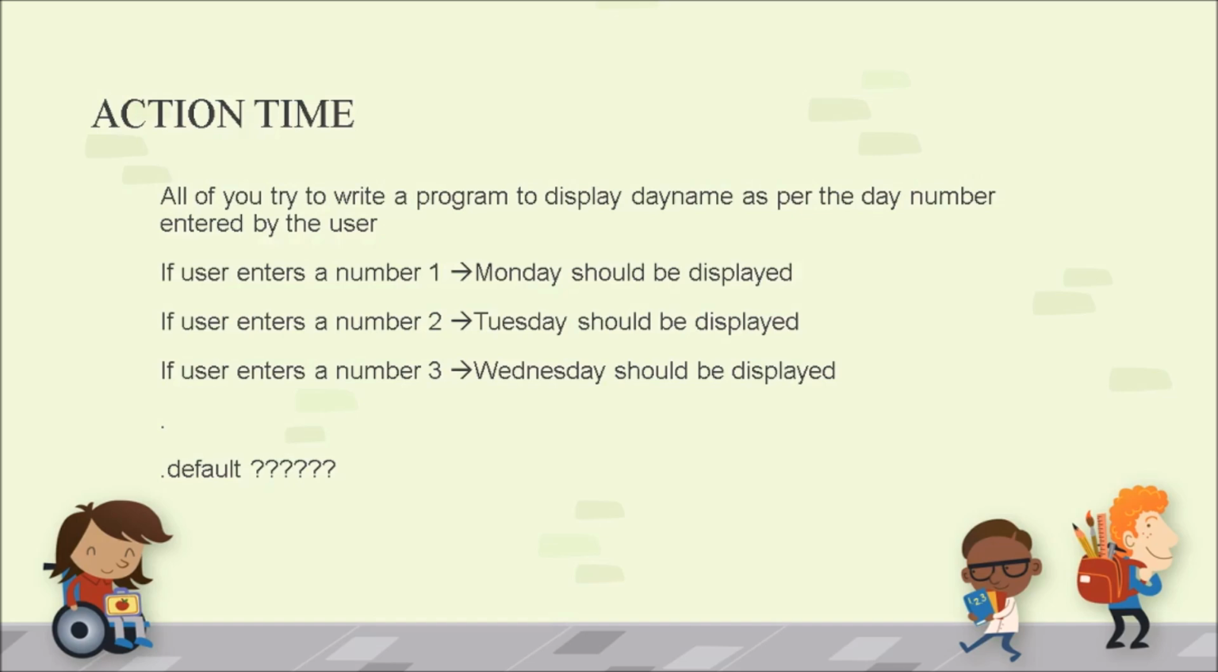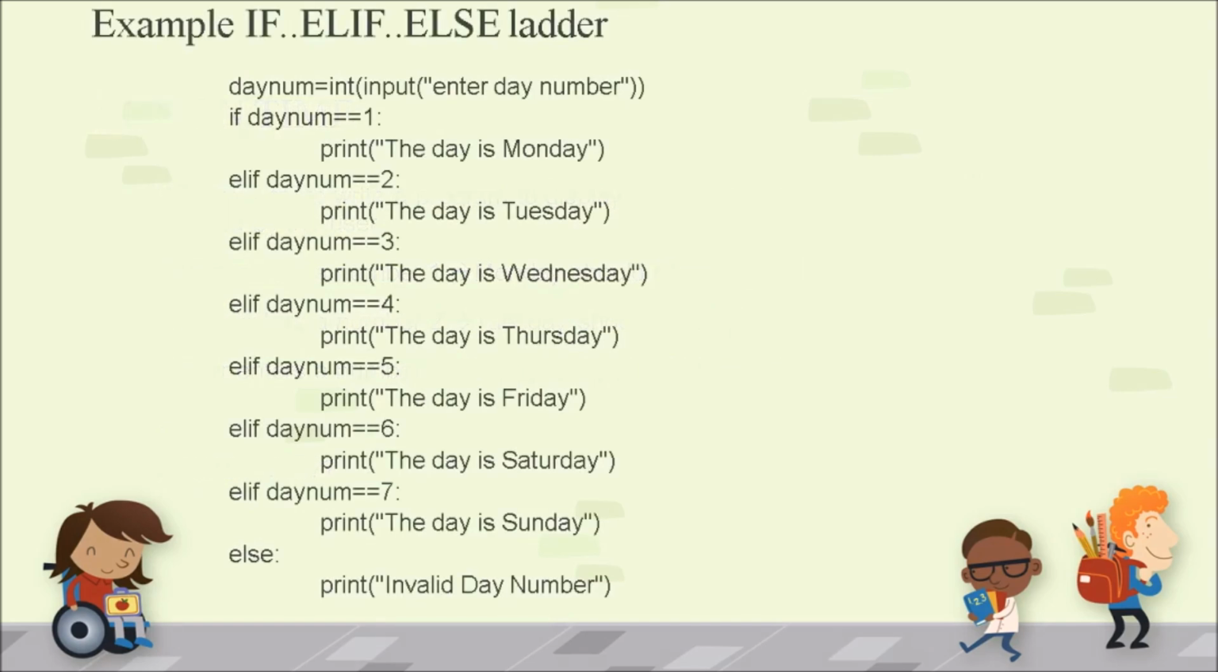So let me show you how to go about it. You can say this. I have taken a variable day num. Users enter a day number. We compare it, equality check. If the day number is 1, we'll print the statement the day is Monday. Then in each elif block, we'll compare the day number 2, 3, 4, 5, 6 and 7. And accordingly, we'll display the message Tuesday, Wednesday, Thursday, Friday, Saturday and Sunday. Otherwise, we'll print invalid day number.